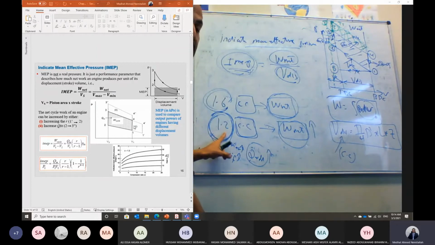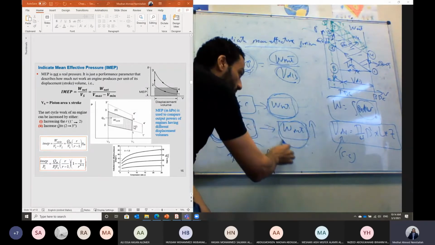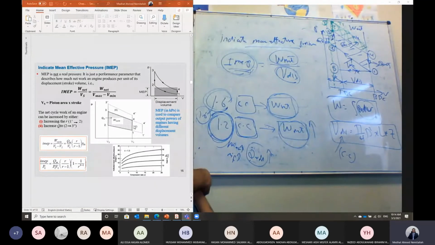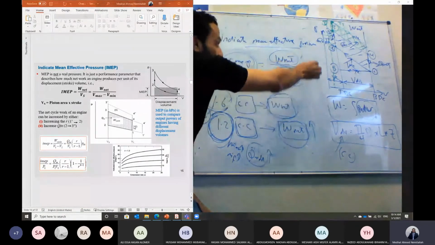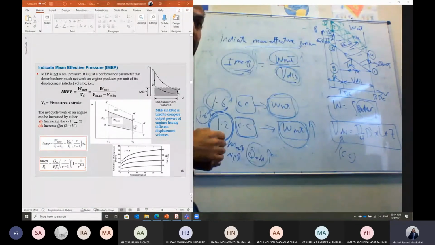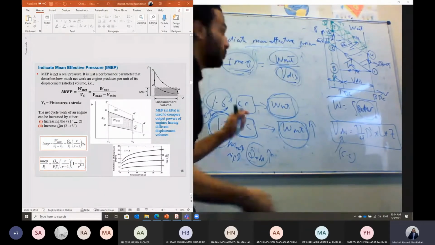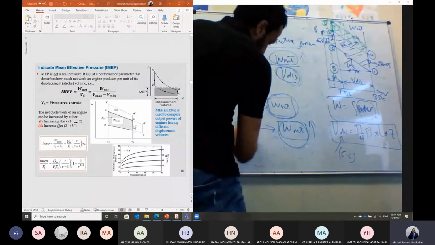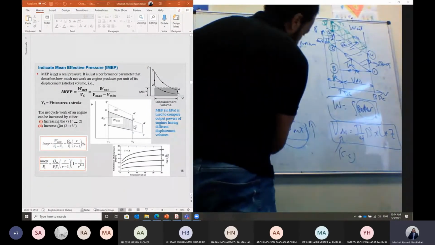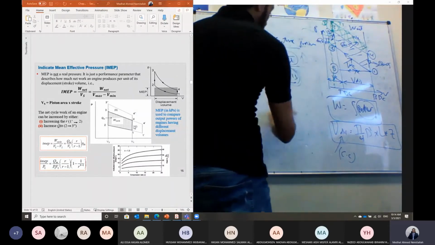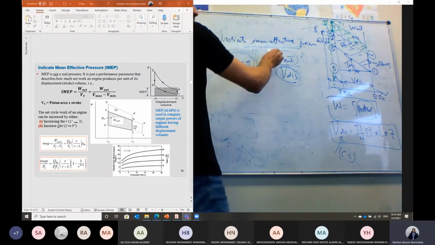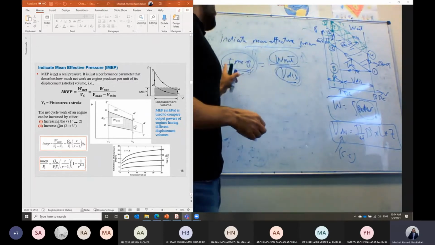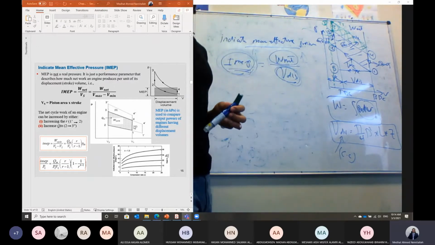And usually a turbocharged engine, for the same displacement volume, if we have a turbocharged engine of the same cc, 1.6, this turbocharged engine should give higher work net in this case. And for the same displacement volume, if work net is higher, that means the indicated mean effective pressure will be higher. So indicated mean effective pressure is a parameter that compares the work output of different engines that have different displacement. So if we have a bigger engine size, it should give bigger work net output, and in this case the indicated mean effective pressure should be higher.